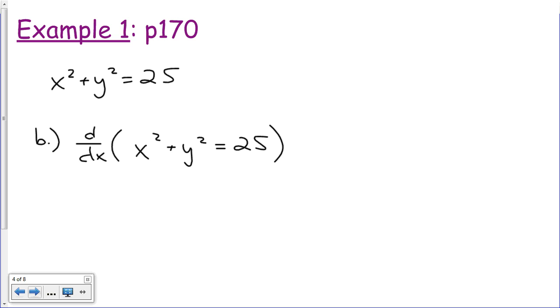Derivative with respect to x, so d dx of that whole equation. And again, remember those rules that we just went over there when we go to take this derivative. When I take the derivative of x with respect to x, I get 1. Derivative of y with respect to x is y prime.